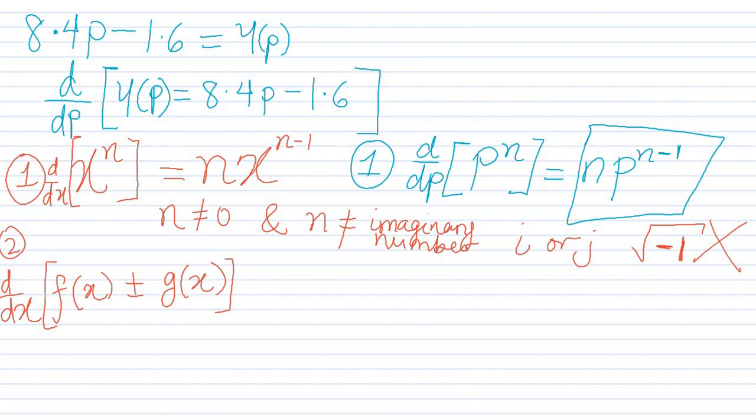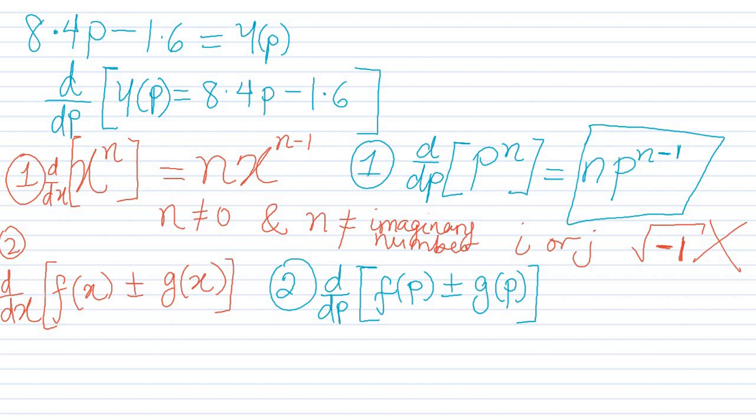Since we're dealing with p here, I'm going to do the p instead. So that will be d/dp of f(p) plus or minus g(p). And this is really literally going to be the function. This is now going to be equal to just doing d/dp of f(p), so differentiation of the first function with respect to p, plus or minus the differentiation of the second function with respect to p.